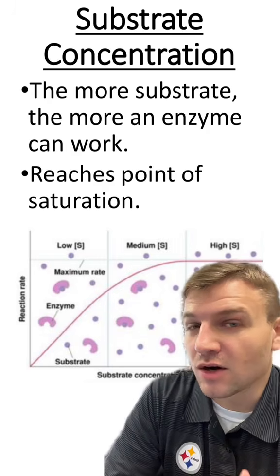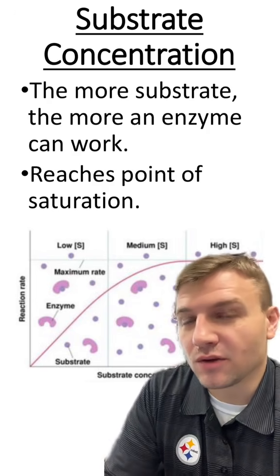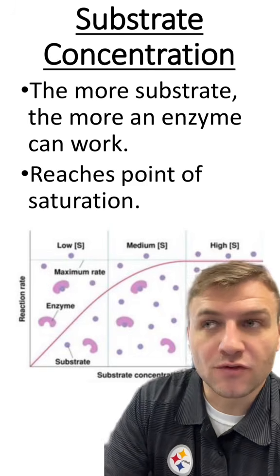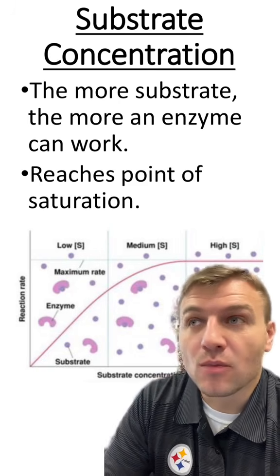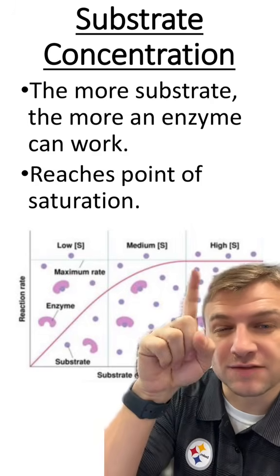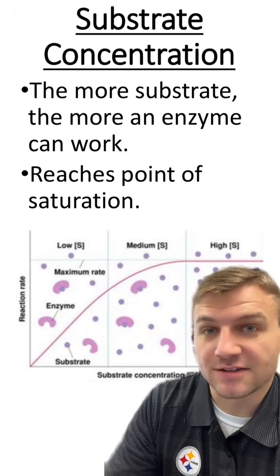Remember that enzymes aren't living, so they're not going to seek out and try to find their substrate. Enzymes can only react with their substrate when their active site bumps into that substrate. So if we think about it, the more substrate that is present around the enzyme, the more the enzyme is going to react with that substrate. That's until we reach something called the point of saturation, where it doesn't matter how much more substrate there is, the enzyme is working as fast as it can.